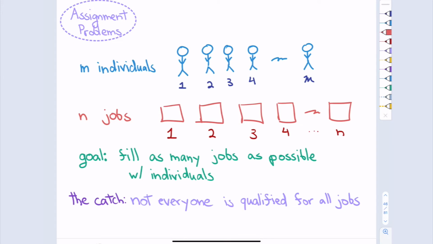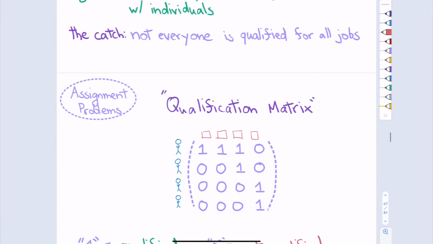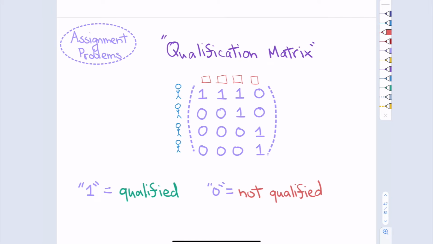Assignment problems. So you have a set of m individuals drawn as stick figures, and you have n jobs. I didn't know how to draw a job, so I put squares. And at some level, you want to assign people to jobs. But the catch is that not everyone is qualified for all the jobs. So maybe you're given a matrix that encodes with 1s and 0s whether or not a person is qualified for a particular job. And the question is, given this info, try to fill up as many jobs as possible.